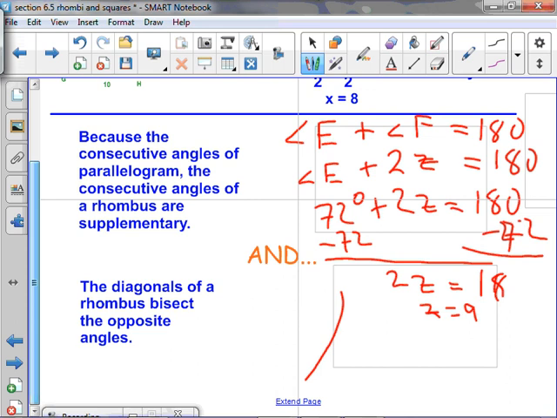2Z is equal to 108. And so Z is going to be equal to 54. Okay? Clearly 180 minus 72 is not 18. All right. And we are done. We have figured that out, and we are moving on.